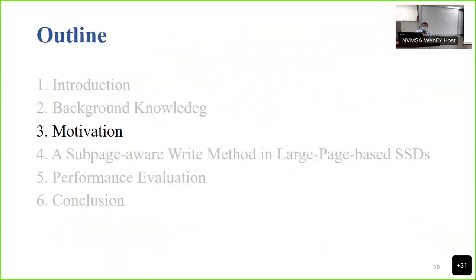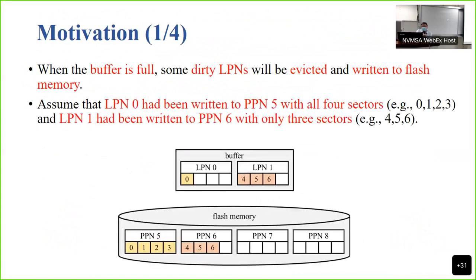Okay, so this is our motivation. When the buffer is full, we know some LPN will be selected, evicted, and written back to flash memory. Here we assume LPN 0 had been written to PPN5.